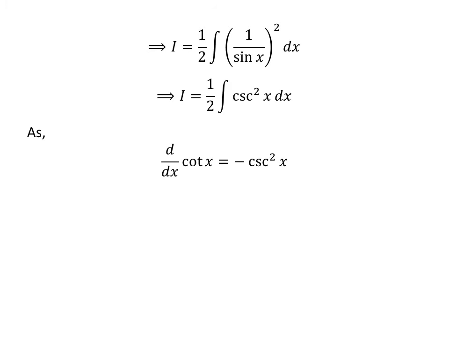We know the derivative of cotangent of x is equal to minus the square of cosecant of x. The card appearing in the upper right corner of this video contains the link of the video on how to find the derivative of cotangent of x. The link of the video is also given in the description section.